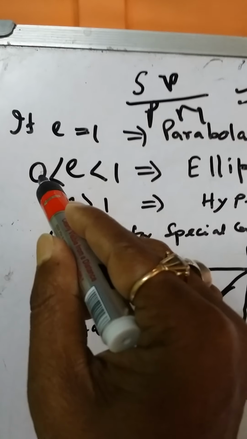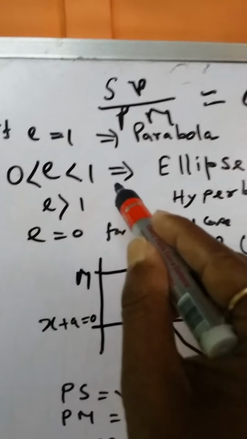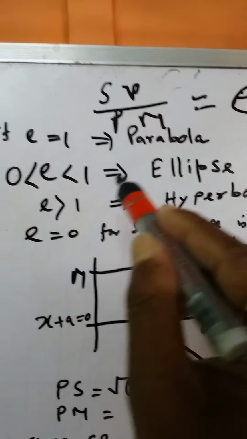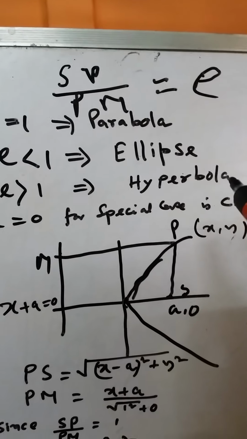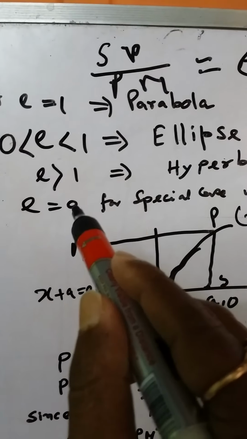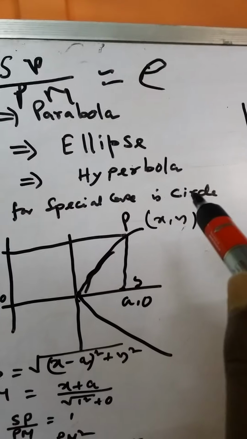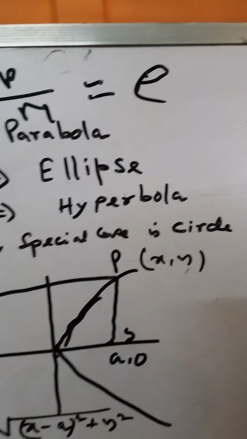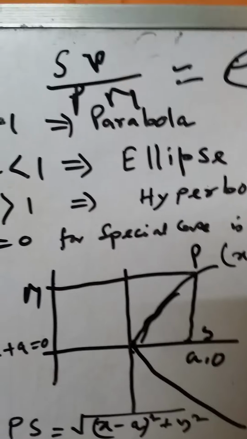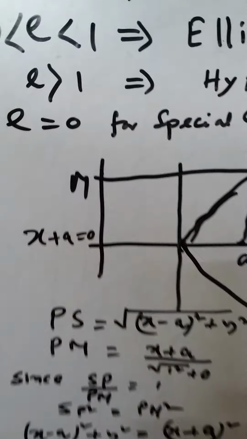If E greater than 0, less than 1, then it is called ellipse. If E is greater than 1, then it is called hyperbola. If E equal to 0, for a special case, it is circle. So, this is the definition of conic section.